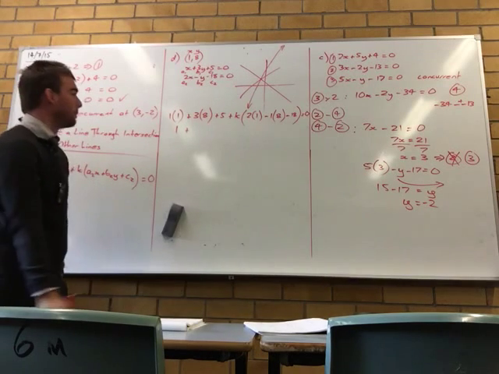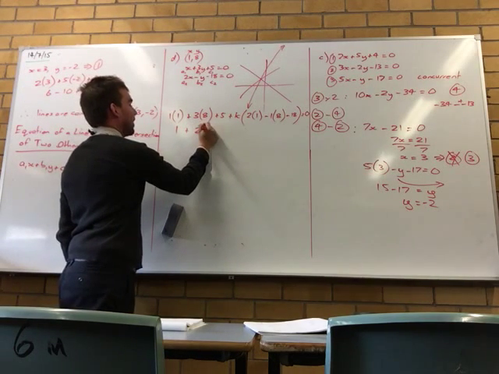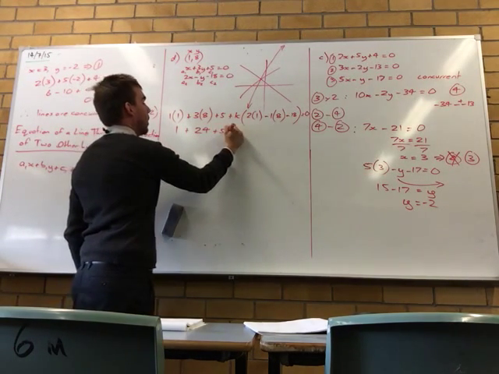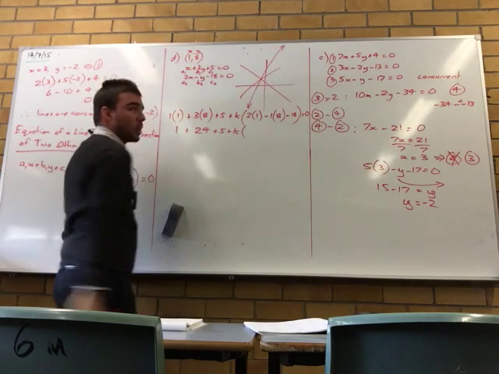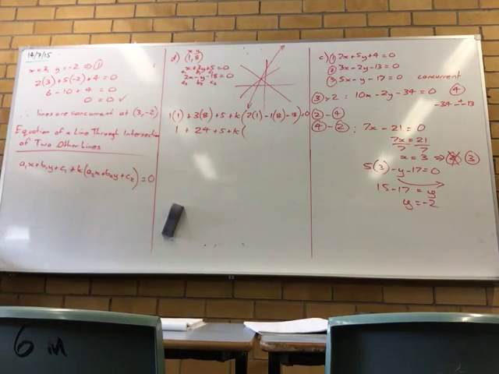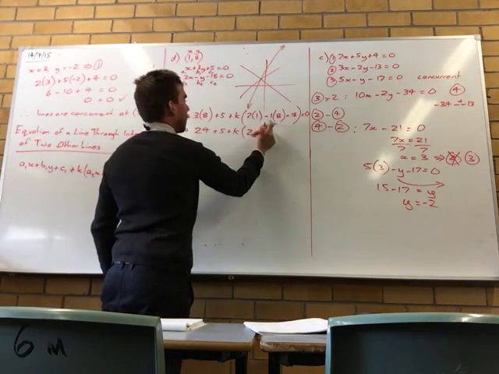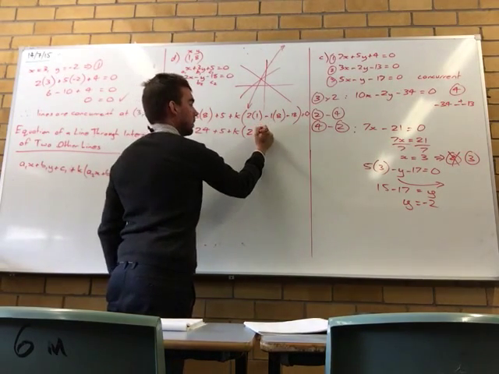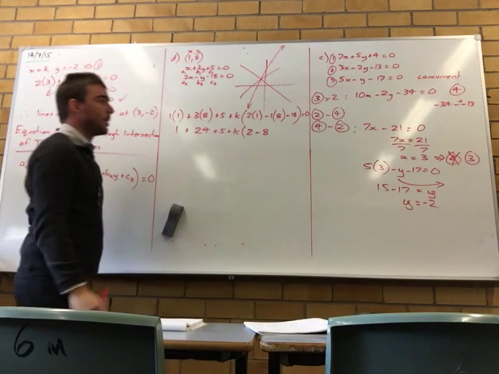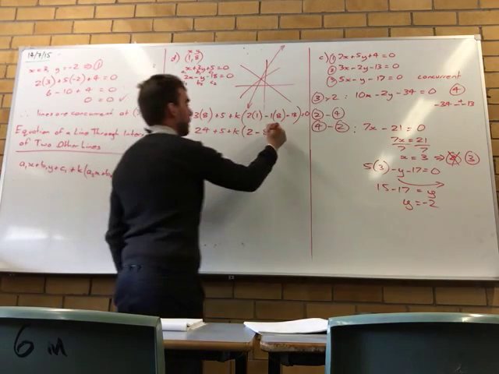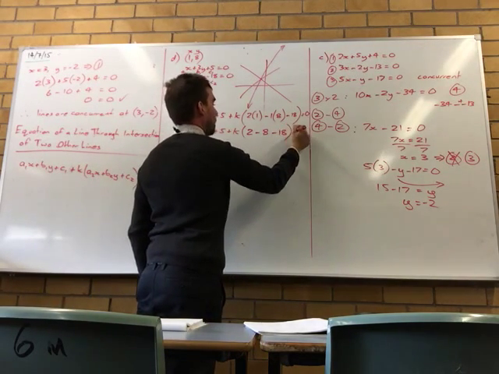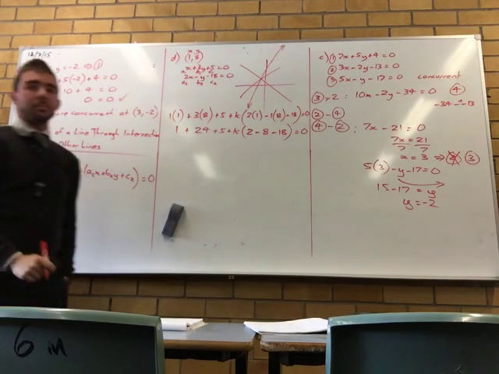3 times 8? Plus 5 plus k. Your bracket still needs to be there. Alright, so 2 times 1, which is 2. Negative 1 times 8 results in negative 8. And then you have the negative 18. Equals 0.